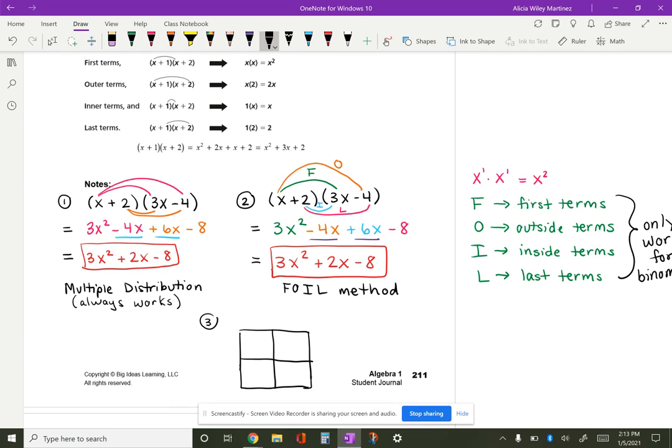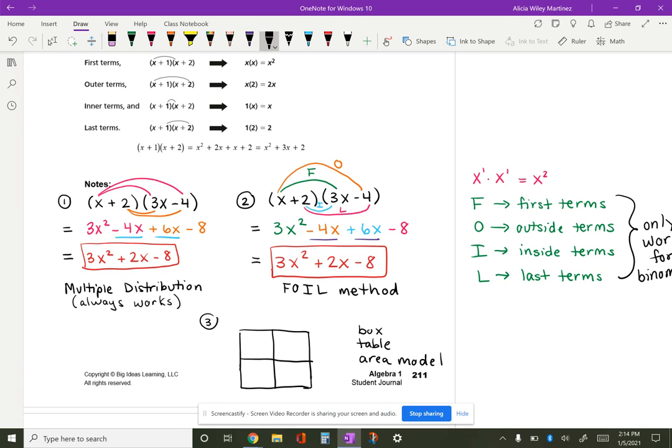So the idea of using the box method, table method, area model method, there's all different ways that people call it. People call it a box method, a table method, an area model. All of these is exactly the same thing, okay? Call it what you wish.